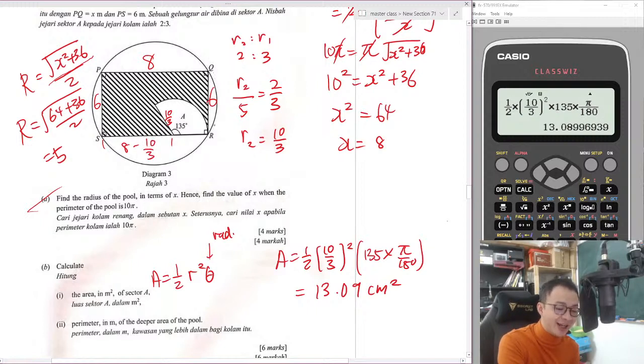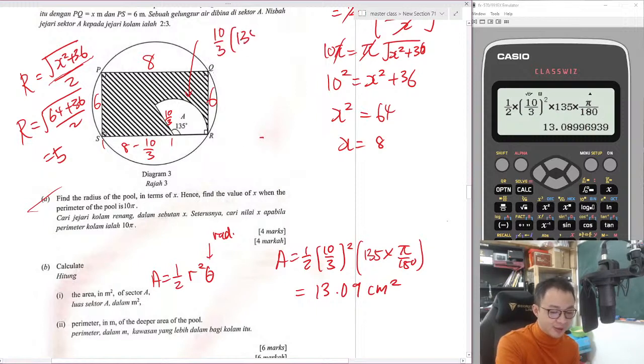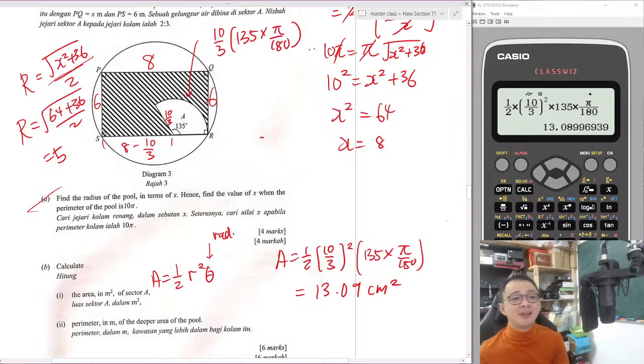And then I have an arc length. Arc length will be r theta. This one is a little bit tricky. So you want to do the r theta. The r will be 10 over 3. Theta will be, change it into radians. Basically you add everything together and then you can get the perimeter.